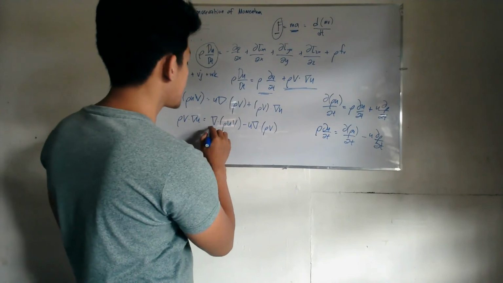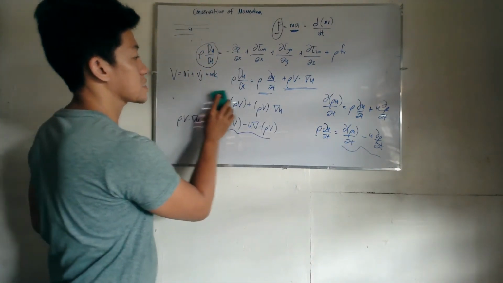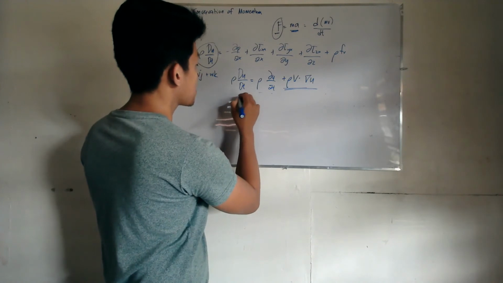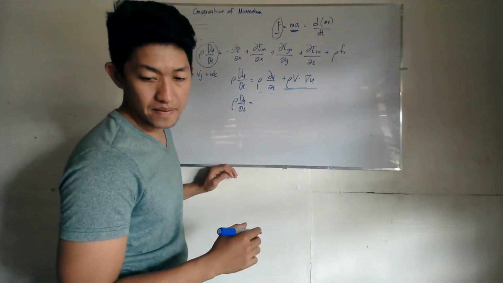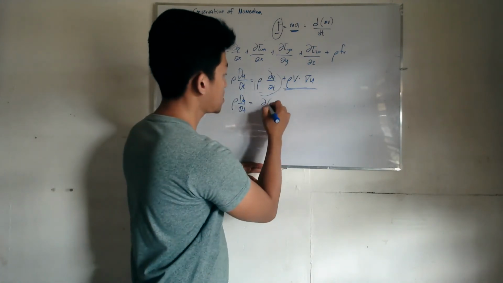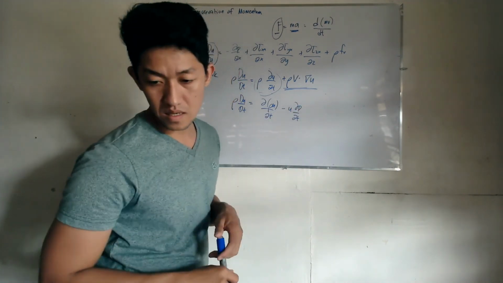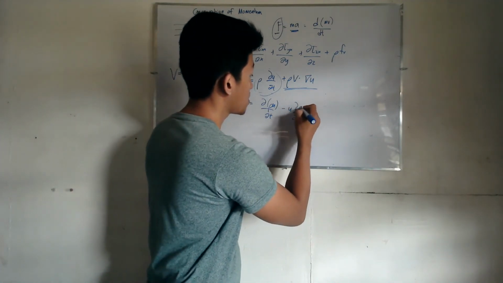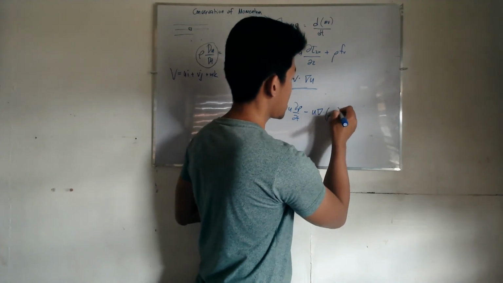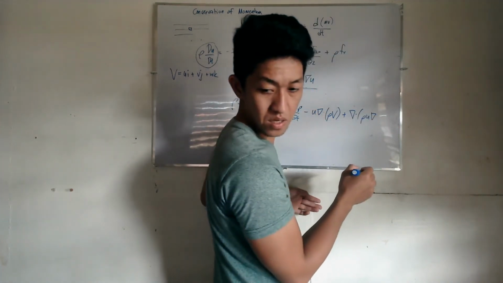Therefore, we substitute this here. Okay? Substitute this. It becomes rho du dt is just equal to the value of this: partial of rho u partial of t minus u partial of rho partial of t minus u del dot rho b plus del dot rho u b.